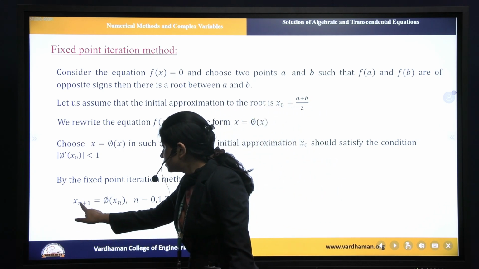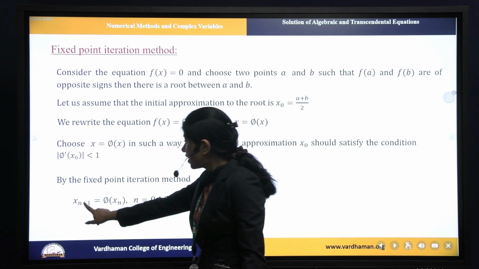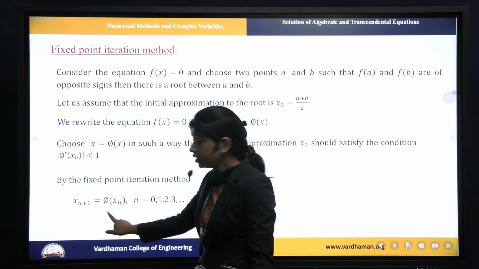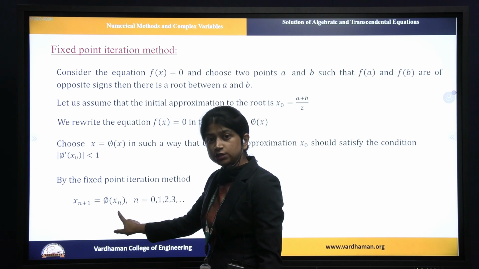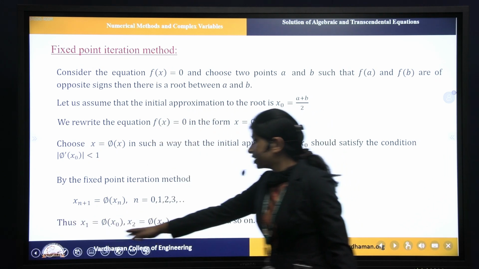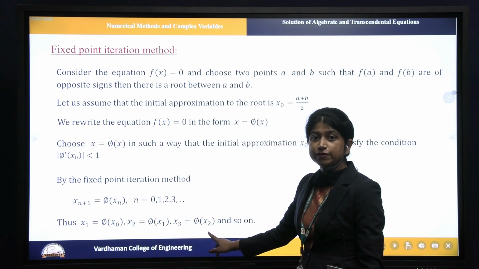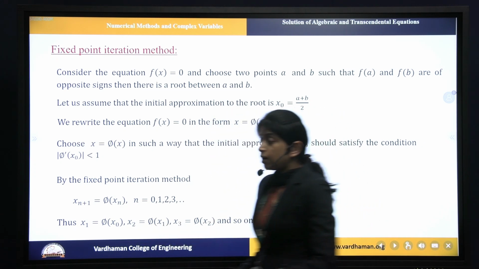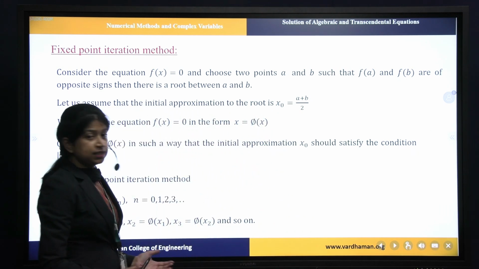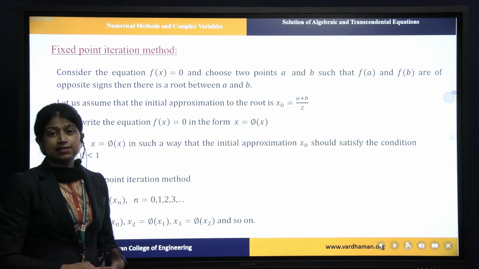If n is 0, then we will get x1 is equal to phi(x0), x2 is equal to phi(x1), x3 equal to phi(x2) and so on. Now let us understand this method with some examples.